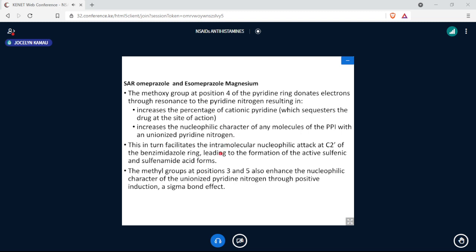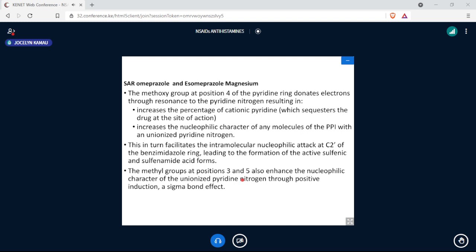This, in turn, facilitates the intramolecular nucleophilic attack at carbon 2' of the benzimidazole ring, leading to the formation of the active sulfenic and sulfonamide acid forms. The methyl groups at position 3 and 5 also enhance the nucleophilic character of the ionized pyridine nitrogen through positive induction through a sigma bond. So the methyl groups is positive induction. The methoxy group is through resonance.